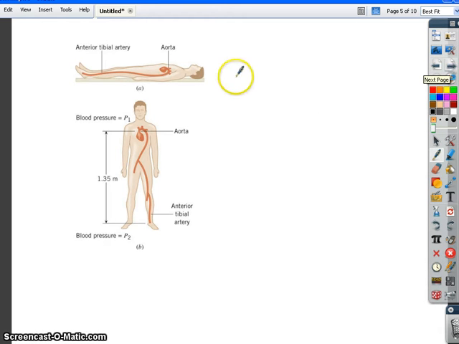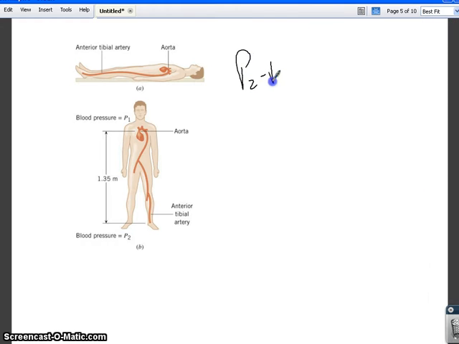This is a good example of this formula right here: P2 minus P1 equals rho GH. This question is in your book, and it says, how much greater is the pressure at your feet than at your heart? Well, there's a much greater pressure in your feet than in your heart because the blood in your feet is 1.35 meters below your heart. But if we want to find the pressure difference, we're going to do P2 minus P1, this being P2 and your heart being P1.